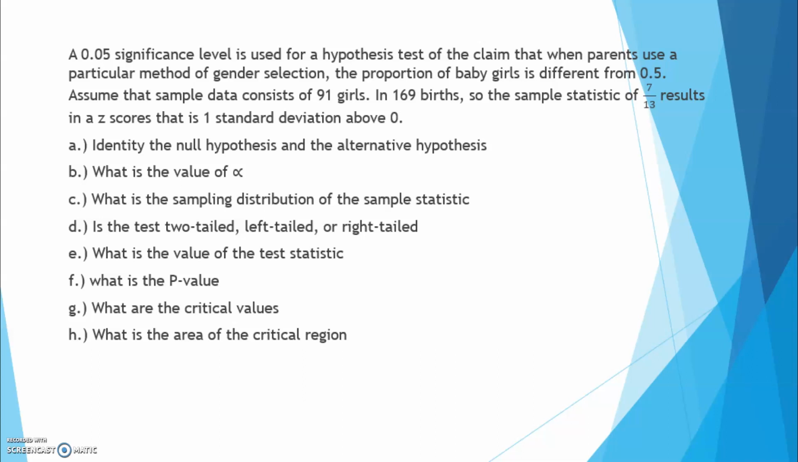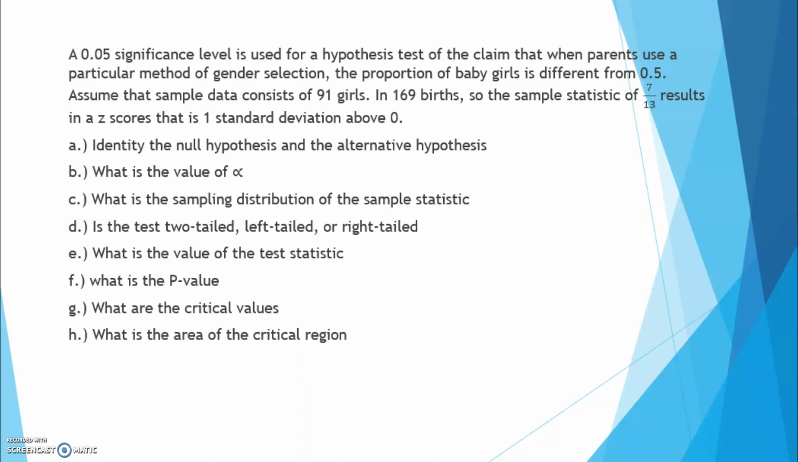Okay, a 0.05 significance level is used for the hypothesis test of the claim that when parents use a particular method of gender selection, the proportion of baby girls is different from 0.5. Assume the sample data consists of 91 girls in 169 births, the sample statistic of 7/13 results in a z-score that is 1 standard deviation above 0.